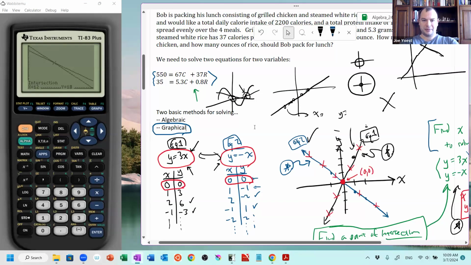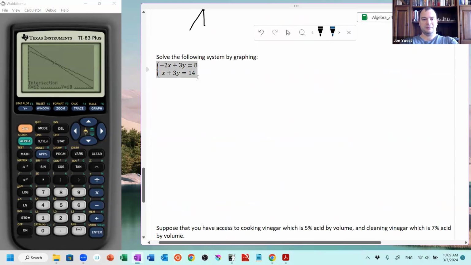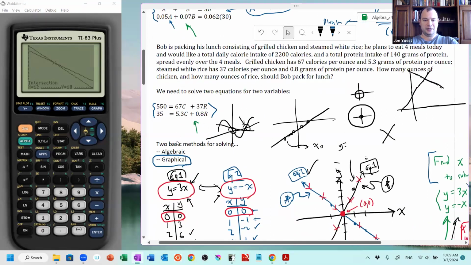All right, so that wraps us up for today. We'll finish up another problem or two next time, and then we'll start talking about algebraic solution methods. What are some methods that we can use to solve these systems of equations directly algebraically instead of using the graph?